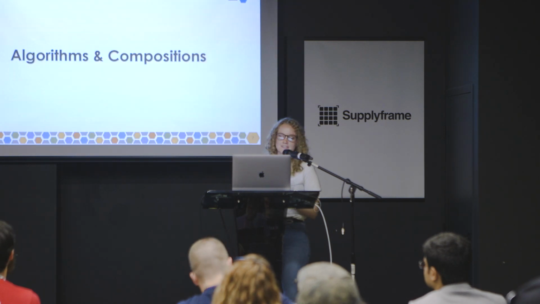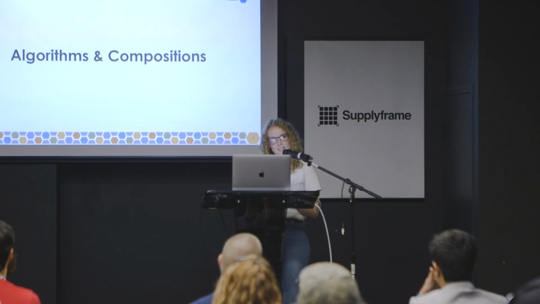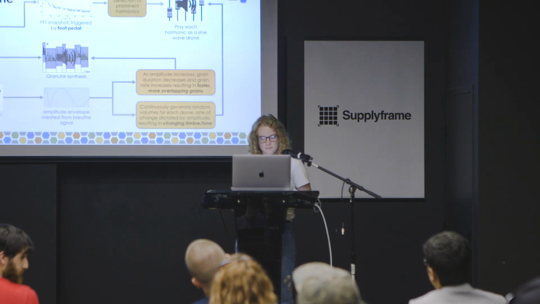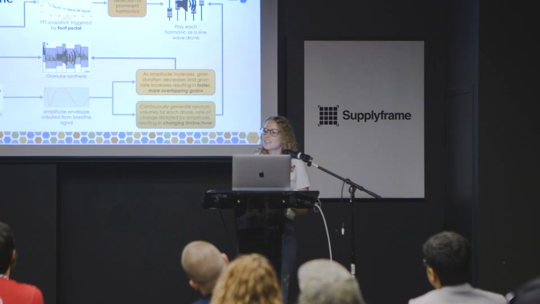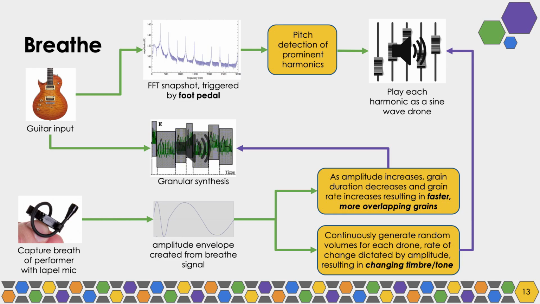Okay, now I'm going to get into a little bit about some compositions that I've written. I'll go into the technical details of how I made them, and I'll also have a couple of audio recording examples. So the first piece I'm going to talk about is called Breathe. This is an example of a rule-based algorithm, and this is a composition that's for solo electric guitar.